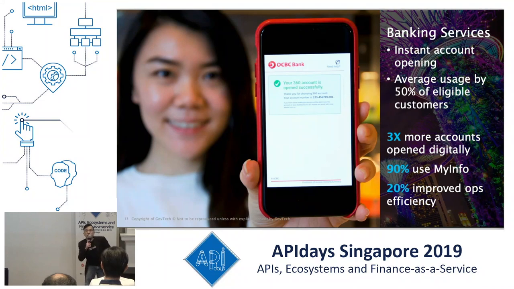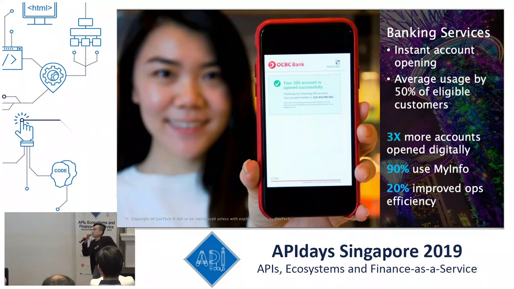So OCBC introduced their 360 application, bank application account, and you can actually, within about 5 minutes, getting through the login and the MyInfo process, you're able to get your bank account approved immediately. And you can see over here, that is your bank account that you can use immediately to transact.